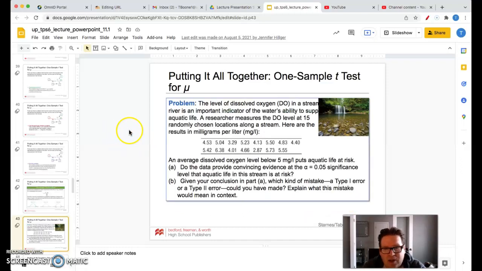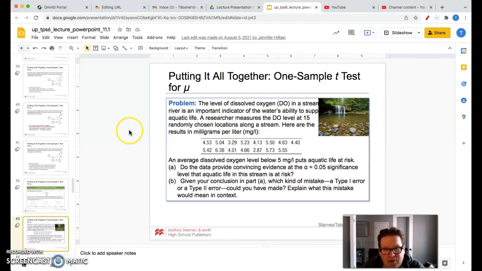Okay, so here we go. Let's look at this. The level of dissolved oxygen, DO, in a stream or river is an important indicator of the water's ability to support aquatic life. A researcher measures the DO level at 15 randomly chosen locations along a stream. Now, here are the results in milligrams per liter. Okay, so we got that.